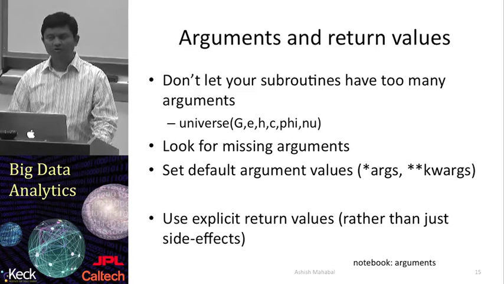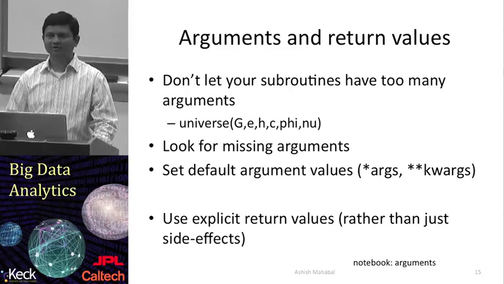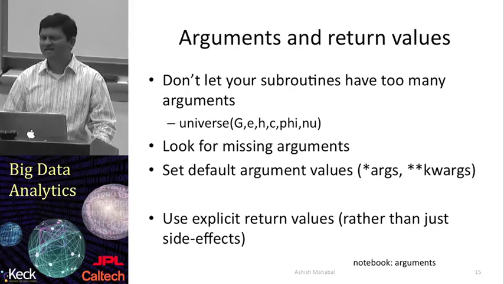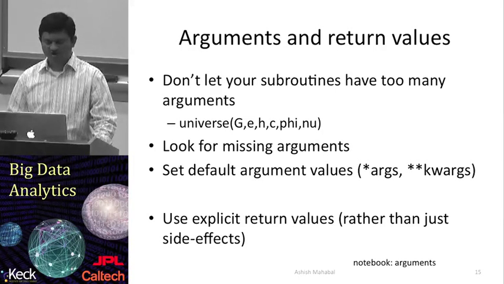Then in your program, you should look for missing arguments, definitely. And then wherever possible, you can set default arguments. So if you are giving 5 arguments and 2 of them normally have the same values, you should just set them and let the user change them through the arguments if they wish to.